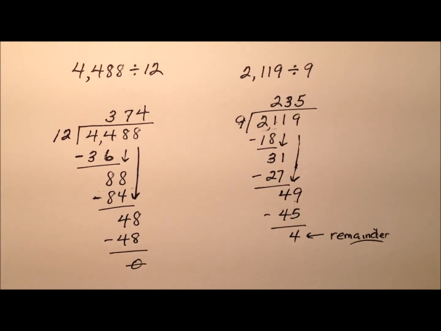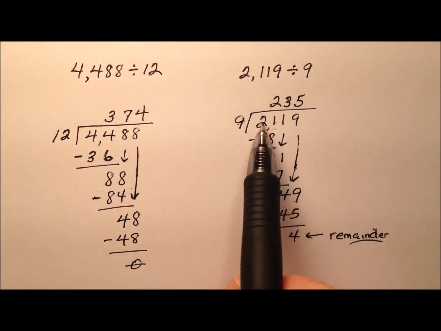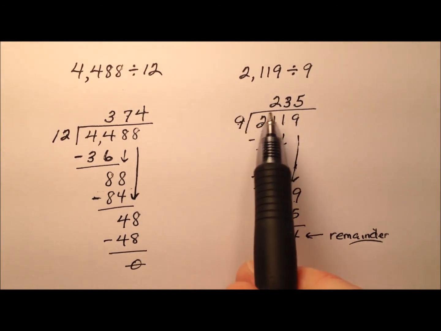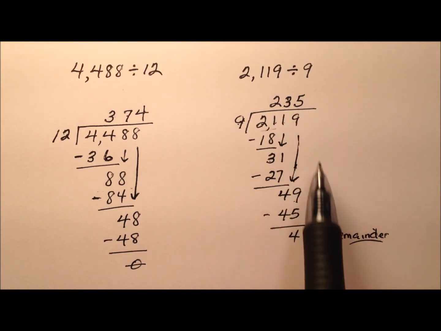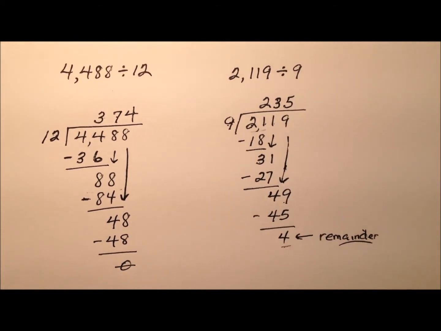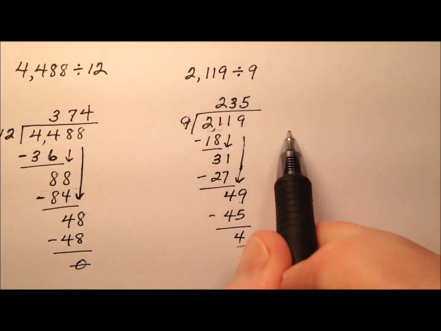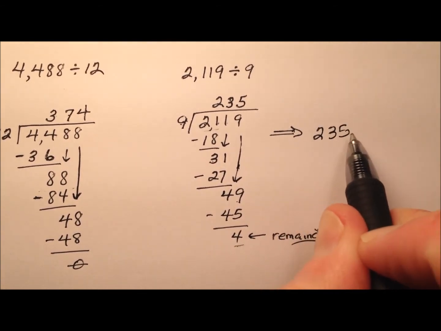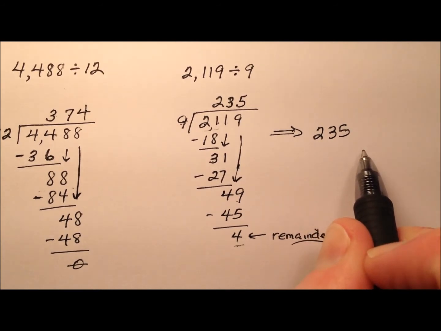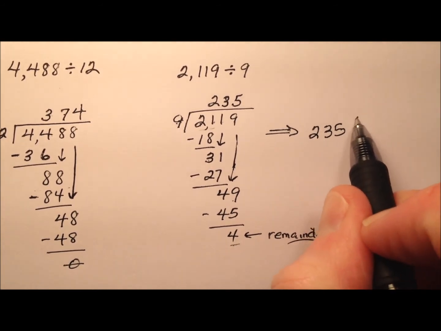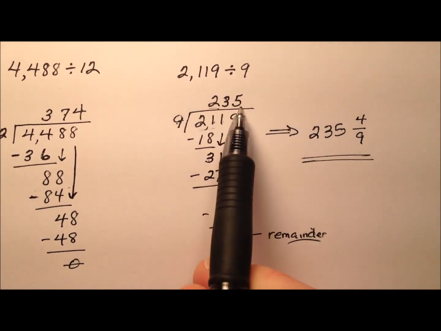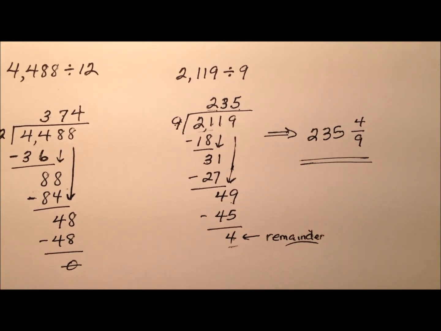What does that mean, though? Well, it means that when I take 2,119 and divide it into groups of 9, I have 235 whole groups, and then I've got 4 left over. So the way we write this quotient, then, is 235, and typically we just say R4 or remainder 4, but I actually want to say 4 over 9, so it's 235 is the whole part, and then 4/9, because our divisor here was the 9.